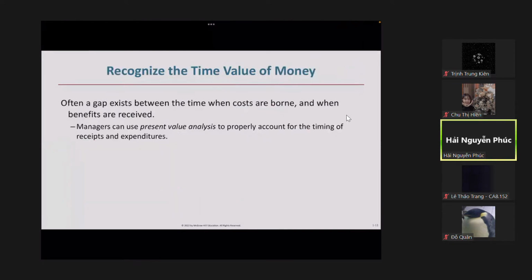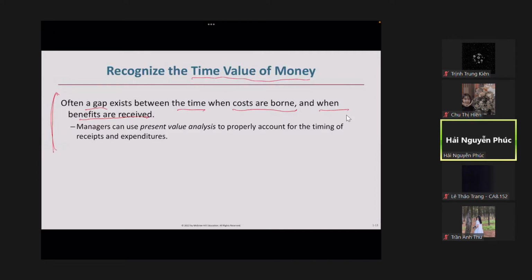All right, now the next point, it is the idea of recognizing the time value of money. Okay, the time value of money. Last time we discussed that it is very important to recognize that often the case, the value of money decreases from time to time, right? Here we have the following. If you do business, often there will be a gap between the time when the costs are borne and when the benefits are received, right?